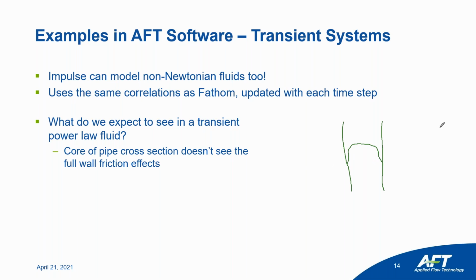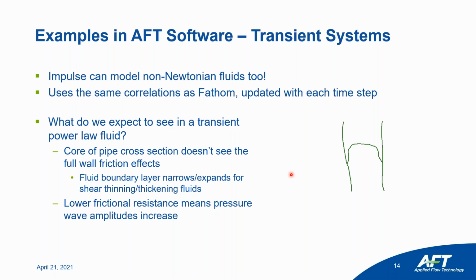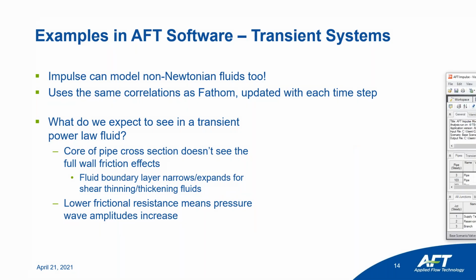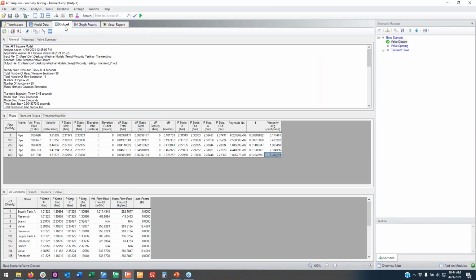And we can say that the fluid boundary layer, this area here, narrows and expands for our shear thickening and shear thinning fluids, respectively. And we can say that when we have a shear thinning fluid and that lower frictional resistance, our pressure wave amplitude is going to increase because we have less friction slowing the fluid down. Conversely, when we have our shear thickening fluid, we'll have a higher frictional resistance, and thus our pressure wave amplitude decreases. I'm going to go ahead and clear out my drawing here because we're going to go back over into Impulse and actually look at that exact behavior.